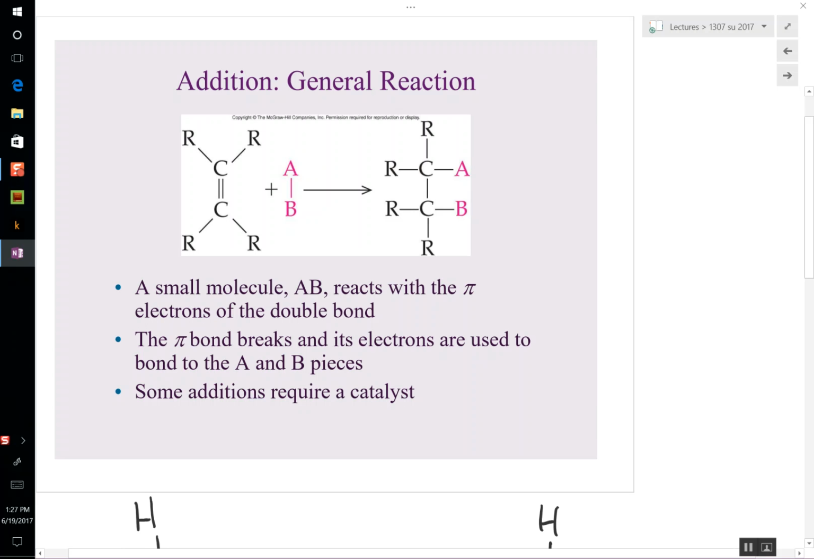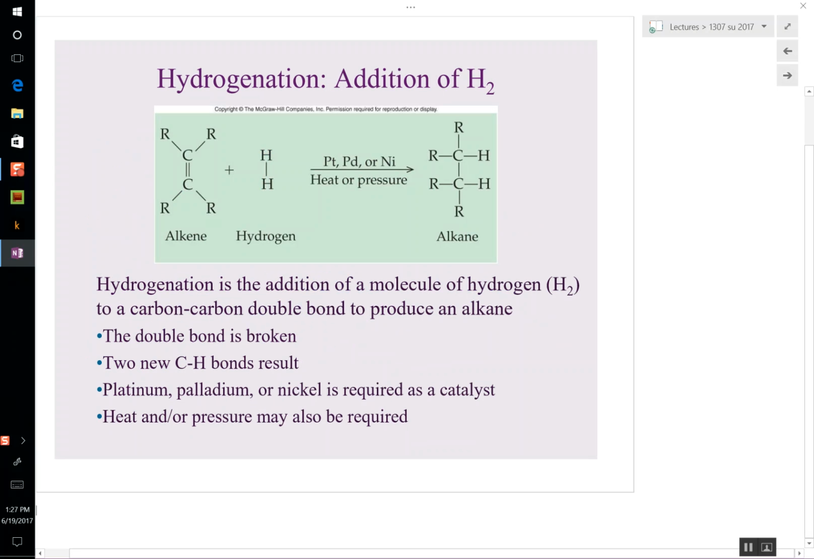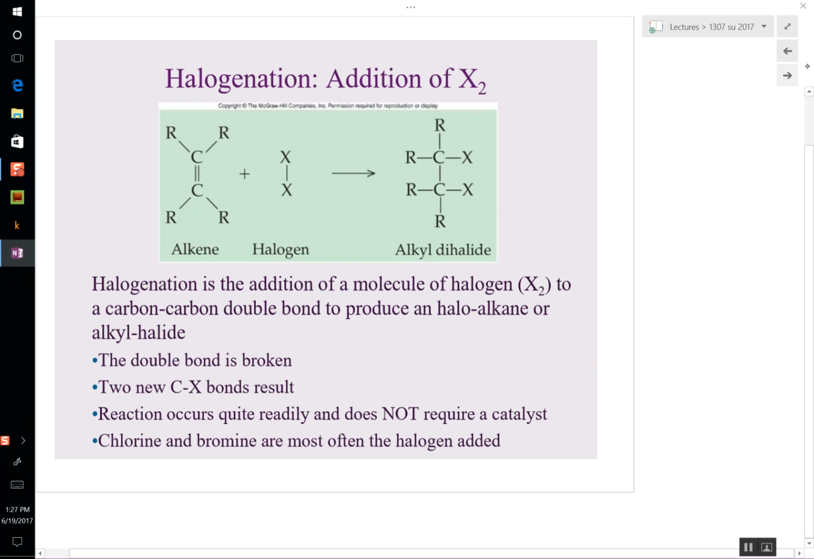Right, so, okay, hydration. See here, symmetrical and unsymmetrical. Hydrogenation and halogenation are symmetrical. Hydration and hydrohalogenation are unsymmetrical molecules. So let's take a look at water. There's hydrogen. There are slides here that go over what I just did. There's halogenation.